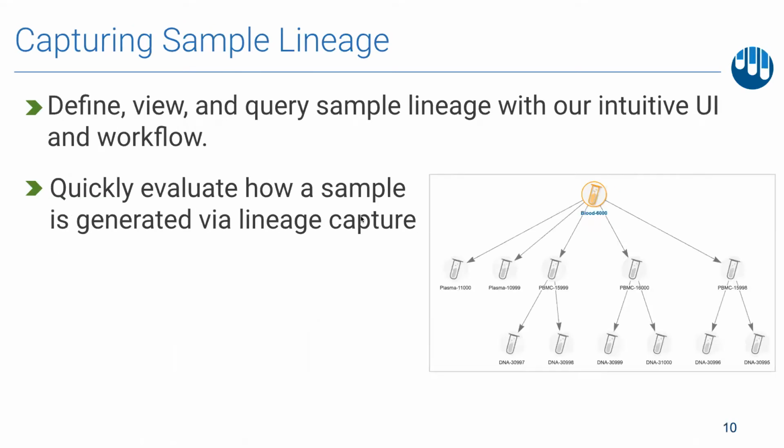In order to understand the context of how a sample was generated, Sample Manager also provides a mechanism to capture the lineage or hierarchy of samples. For example, if you receive a sample in the lab and immediately aliquot or process it, you can capture the original sample as well as the samples that have been derived from it. Additionally, scientists can quickly evaluate and interrogate the lineage graph to view how a sample was generated.